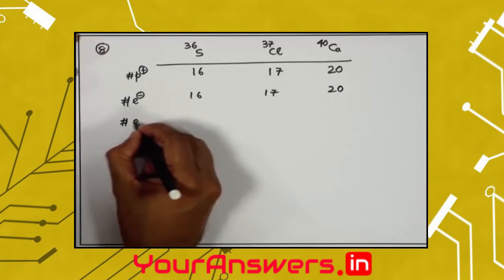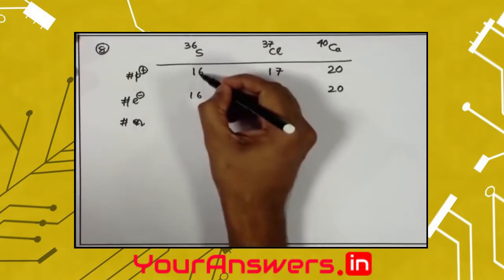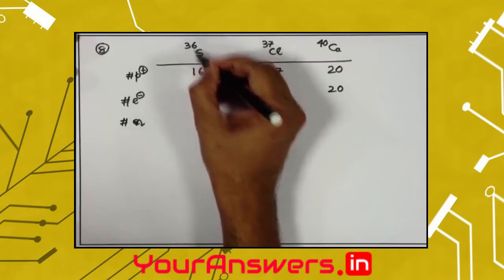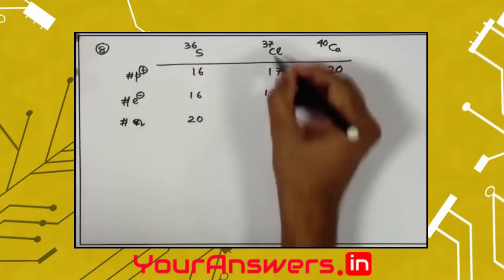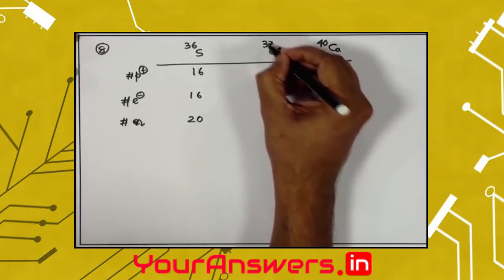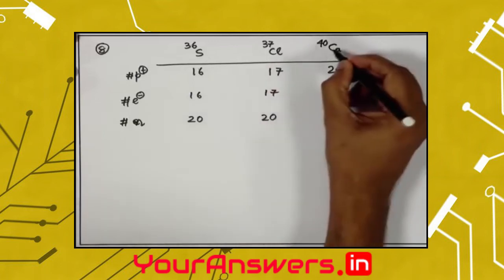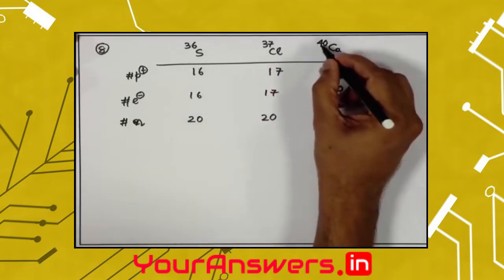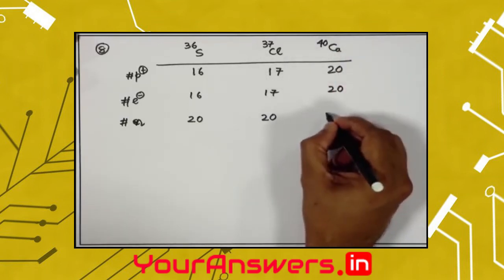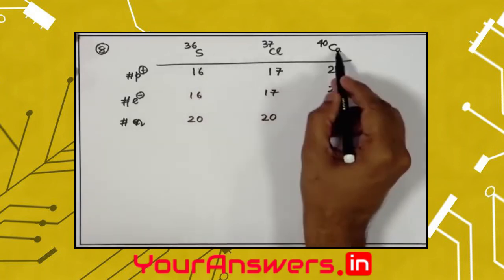Number of neutrons, in this case there are 16 protons, 36 mass number, so number of neutrons is 36 minus 16, which is 20. In this case, number of protons are 17, mass number is 37, so number of neutrons is 37 minus 17, 20. In this case also, number of neutrons is 40 minus number of protons 20, so therefore 40 minus 20 is 20.